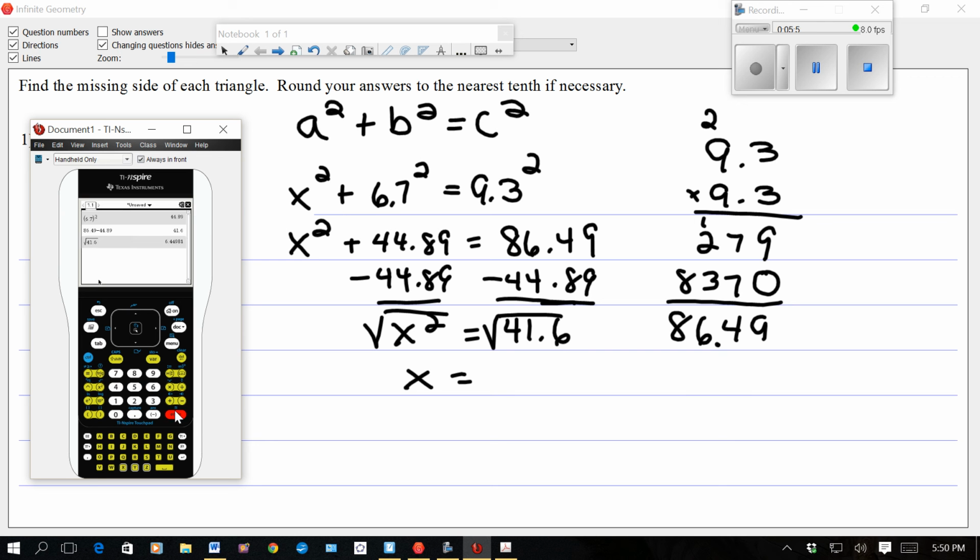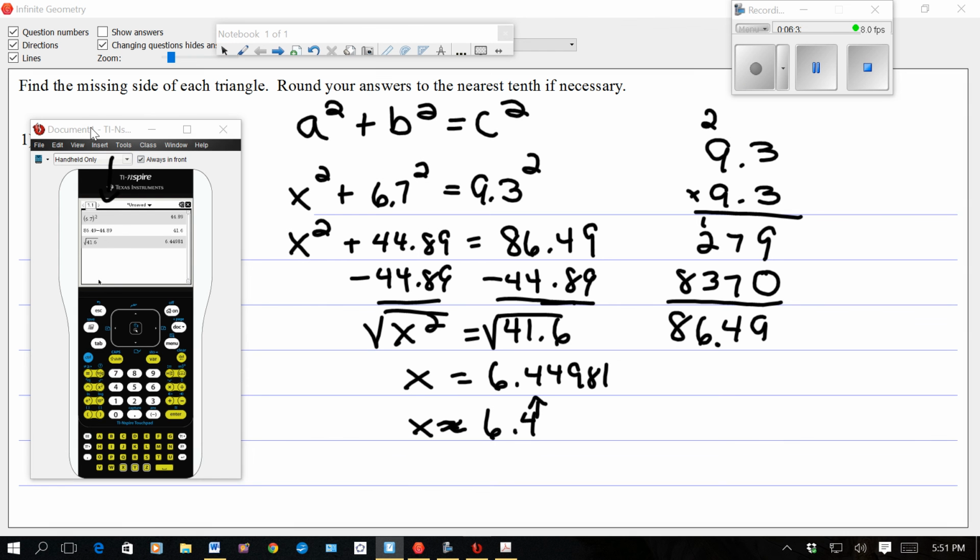And you hit enter, and you get an approximate answer of 6.44981. We want to round to the nearest tenth. That's what they tell us to do, right up here. You find the tenth spot right there and look to the right. It's not 5 or above, so it stays. If it's 5 or above, it goes up. So we want to write approximately equal to 6.4. So x is approximately 6.4.